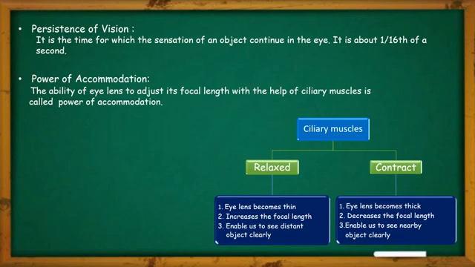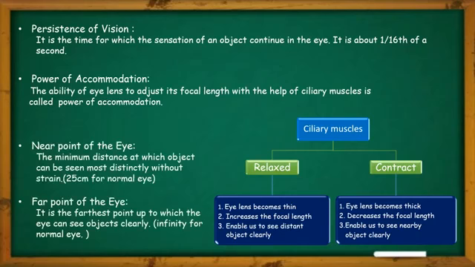So these are the two positions of ciliary muscles by which the power of accommodation of our eye changes. Now let us know about two more important terms: the near point of our eye and the far point of our eye. What is the near point? This is the minimum distance at which an object can be seen most distinctly without causing any strain in our eye. For the normal human eye, this distance is 25 centimeter.